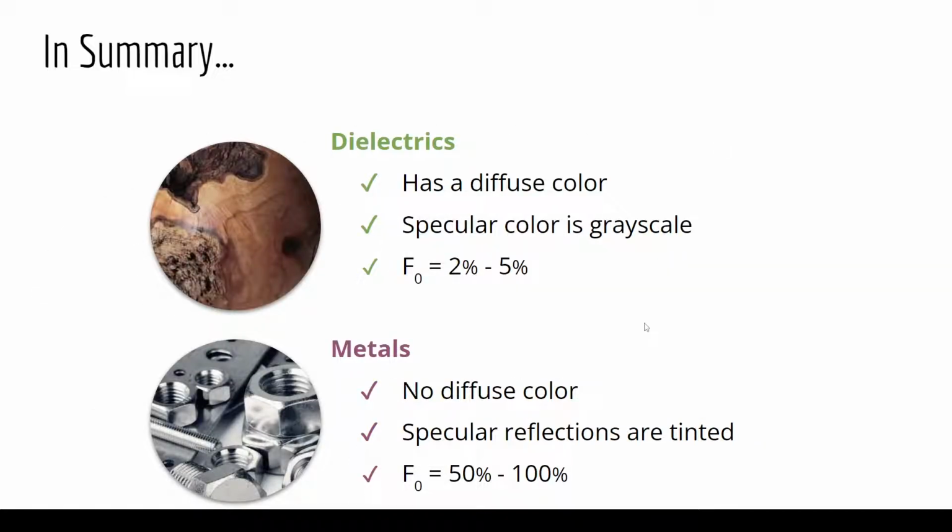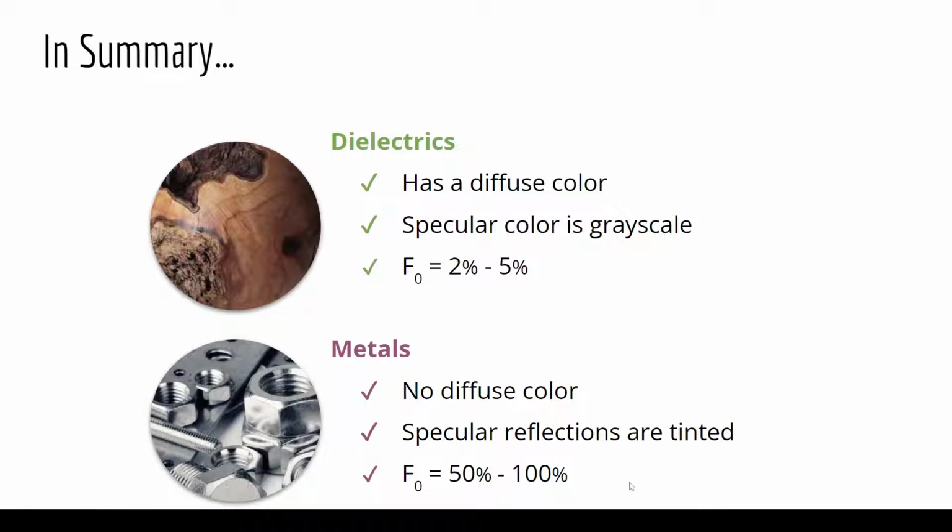And comparing dielectrics to metals, dielectrics have a diffuse color, so they have a diffuse component. The specular is grayscale, so it's not tinting the reflections. And the amount of light that's being reflected is very low. Most commonly, 2 to 5% of light is being reflected off.